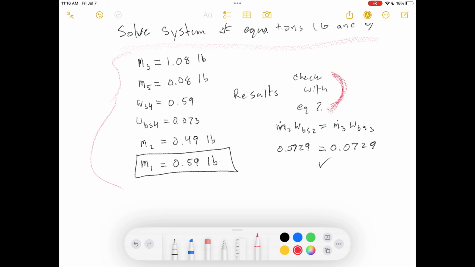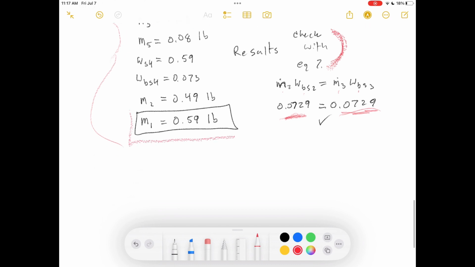I got that the mass of stream 2 times the weight percent of berry solids equals the mass of stream 3 times the weight percent of berry solids in stream 3, and that they equal the same amount. So this equation is true. So equation 7 that I used to check shows that we didn't mess up when we were plugging in numbers. So this looks to be good to go. So the answer is you need about 0.59 pounds of strawberries in order to make 1 pound of jam.